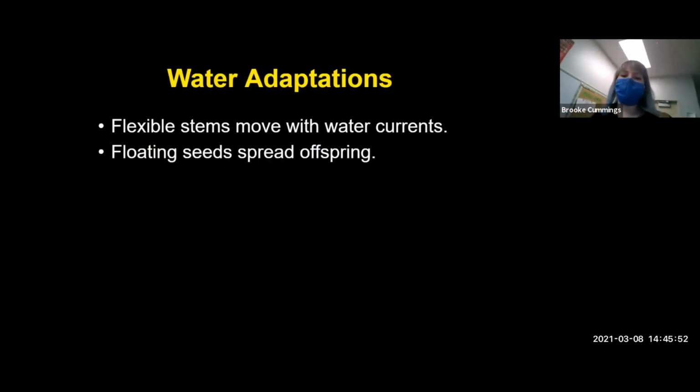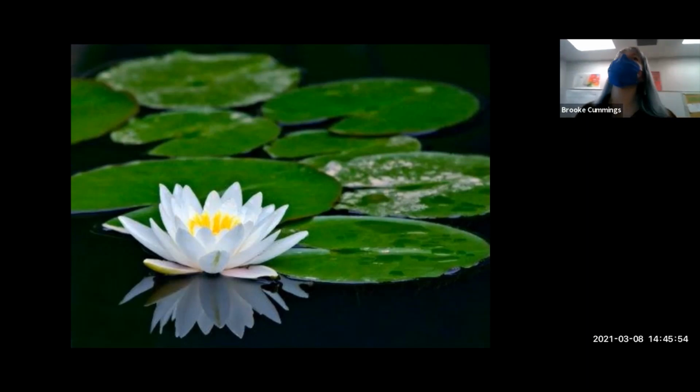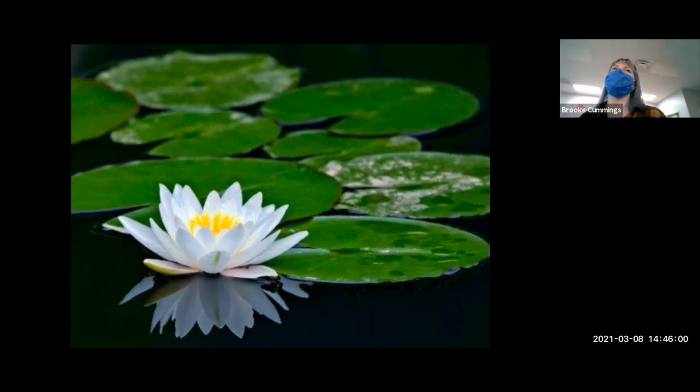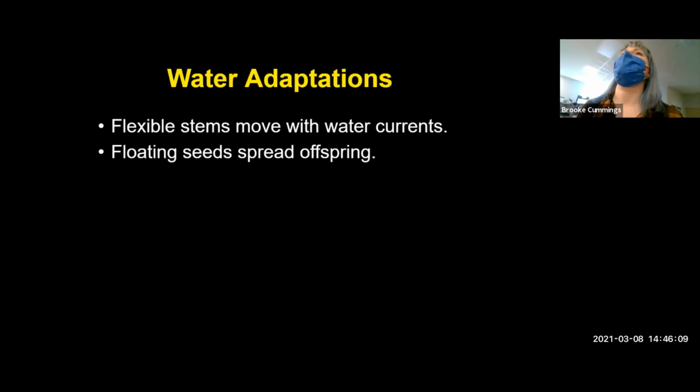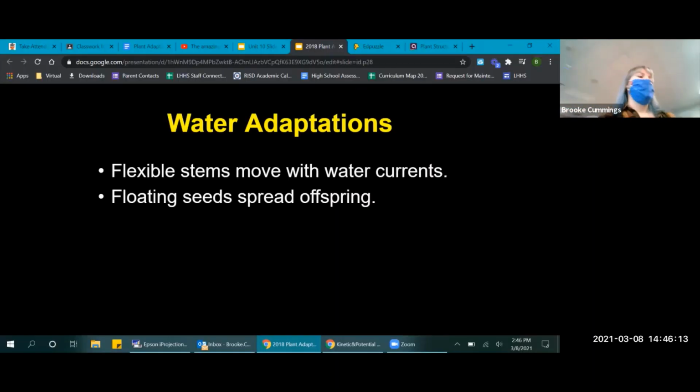Okay, then we have water adaptations. So flexibility for water currents. Most plants will have some sort of way to anchor itself, like to the shore, to a shallow area, but it still needs to be able to sway with the water. And then floating seeds spread offspring. And that's it.